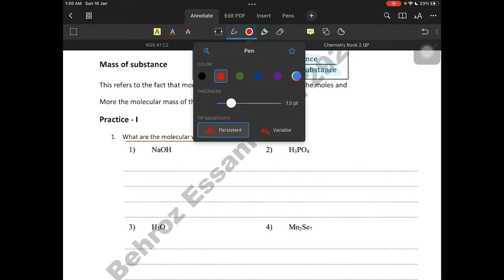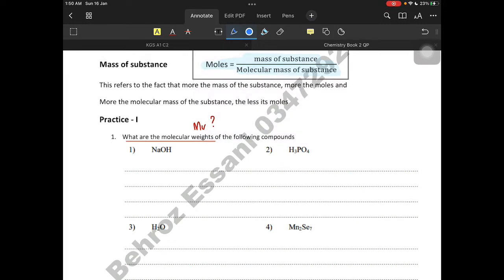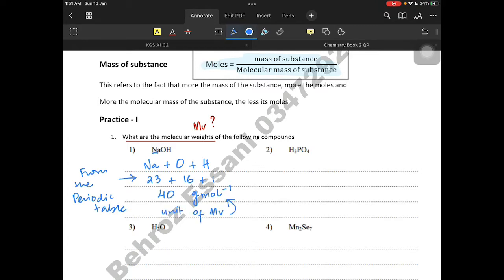So let's see. Guys, sodium hydroxide is a compound. It has one sodium, one oxygen, and one hydrogen. Sodium has a mass of 23, oxygen has a mass of 16, and hydrogen has a mass of 1. Obviously we know this from the periodic table, right? And adding them we get 40. Now what's the unit for molecular mass? The unit is going to be grams per mole, which means how many grams are there in 1 mole of sodium hydroxide. So this is the unit of Mr.